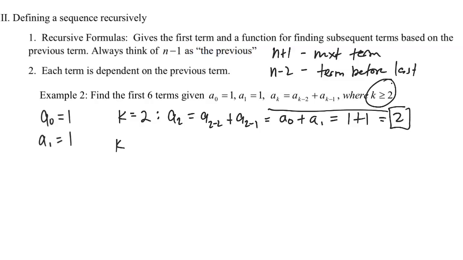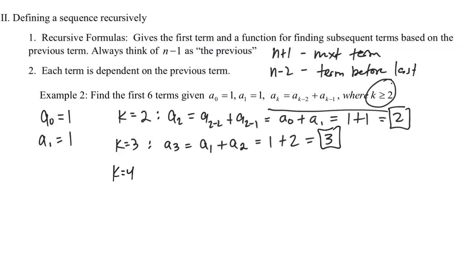All right, move to the next value of k, which will be k is equal to 3, and that will give us a sub 3 is equal to a sub 3 minus 2, which is 1, plus a sub 3 minus 1, which is 2. And I know what a sub 1 and a sub 2 are. A sub 1 is equal to 1, and a sub 2 was equal to 2. That's what I found back up here and put in my box. And so the next term is going to be 3.